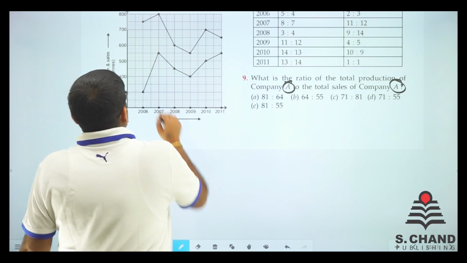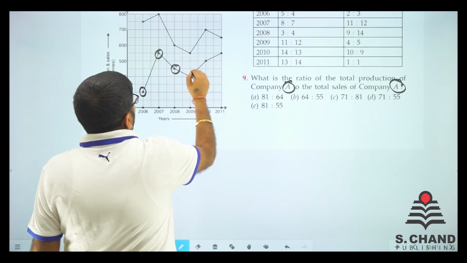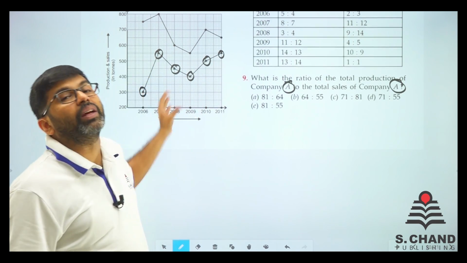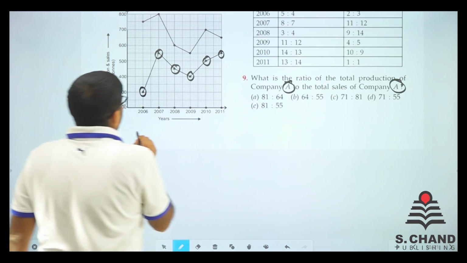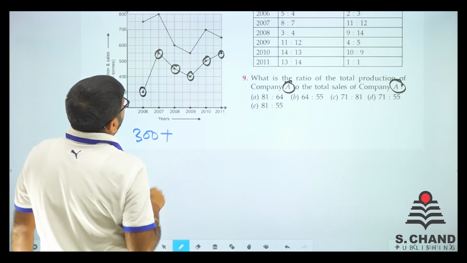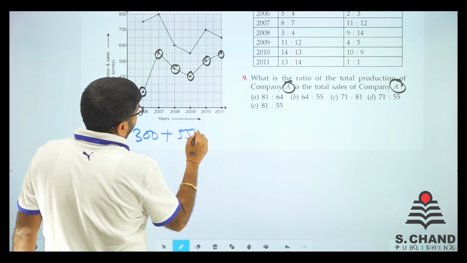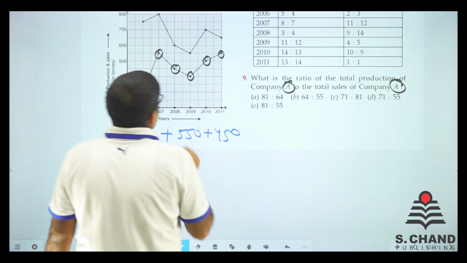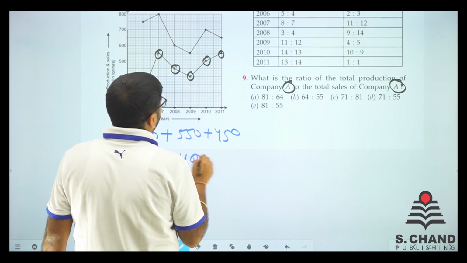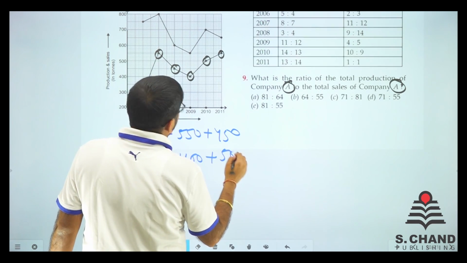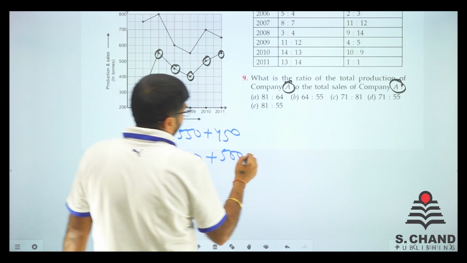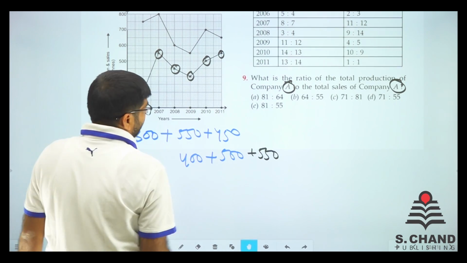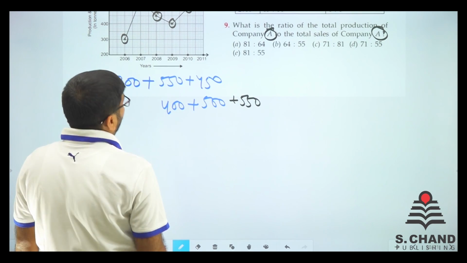We need to calculate all the things again, right? Let's do it. See, this portion, this portion, this portion, this portion, this portion, this portion. Why I marked? Because it will be clear for me to calculate, right? So I have got 300 here. Then we have got 550 there. Then we have got 450 there. Then we have this 400. Then we have 500. And last is like 550. Right? So what is to be done? So let's add them first, right?